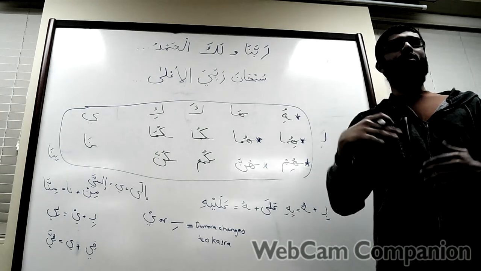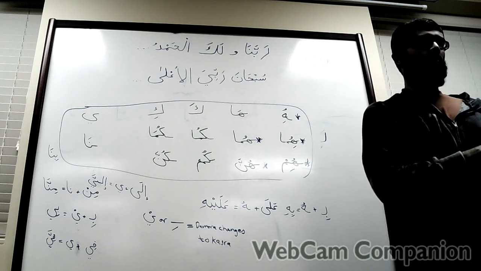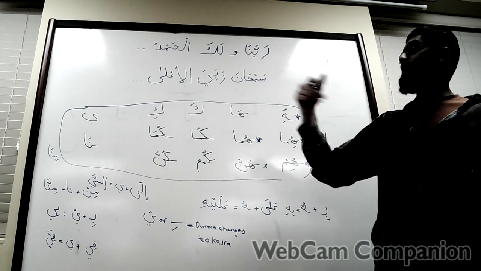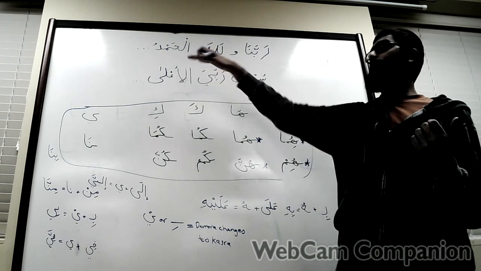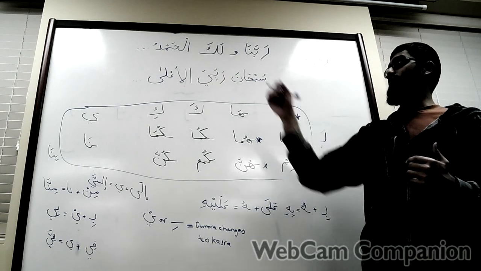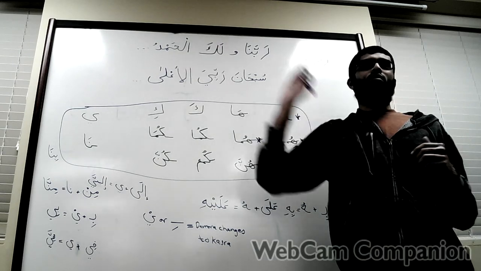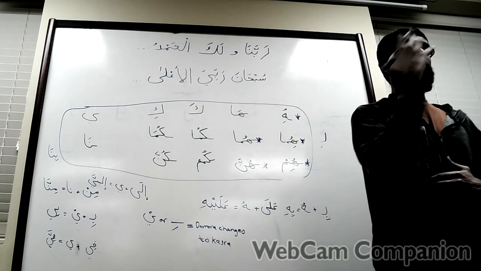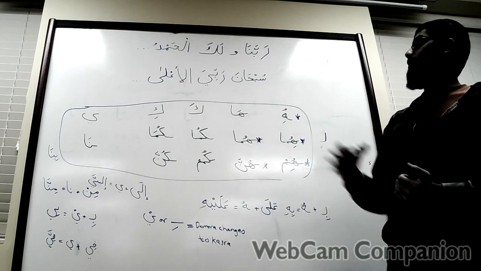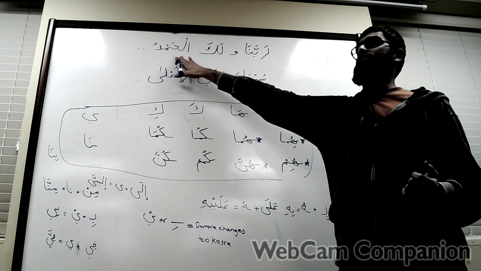Just like you say alhamdulillahi in Surah Fatiha in the beginning, you repeat almost the exact same thing, but you just reverse the order. You say wa lakal hamd, and you're addressing Allah directly. Rabbana wa lakal hamd, to you is the praise.